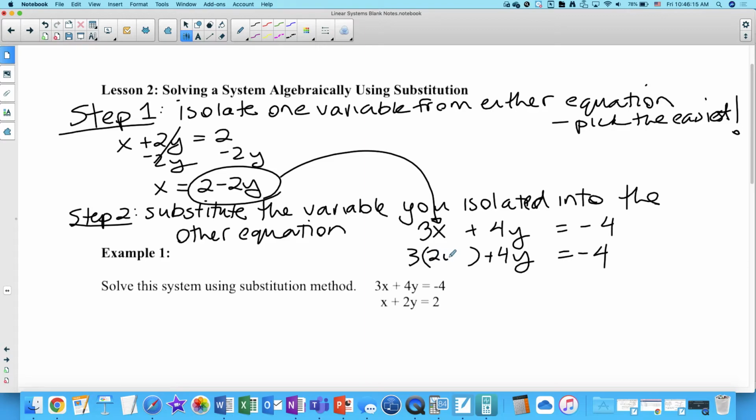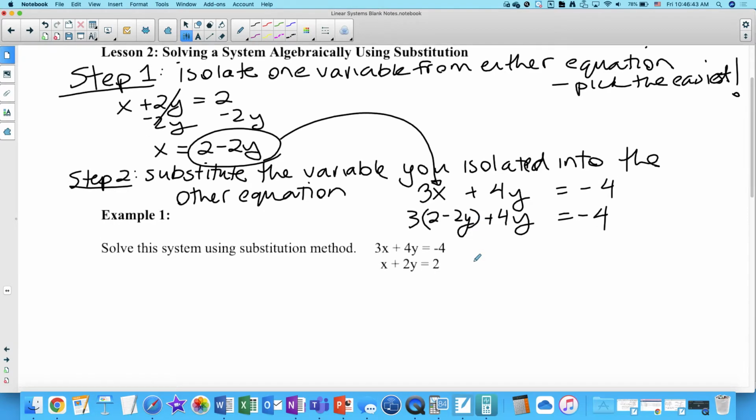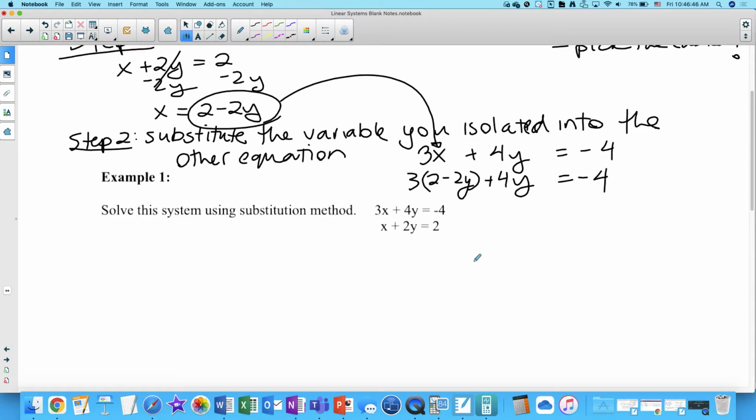Okay, so that's my second step. That's why it's called substitution. What do you think I'm going to do next? Yes? Simplify and then eventually solve. Yes. So we need to solve this equation. And the reason that we do this, by the way, is that if we can reduce one of the equations down to one variable, that's solvable. Okay? And once we can solve for the one variable, we can go back and figure out the first variable. Okay? So that's step 3.